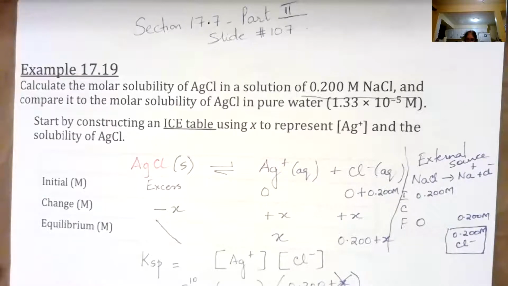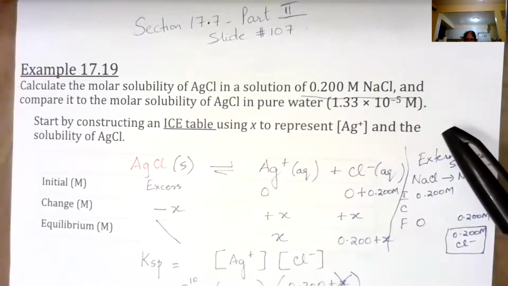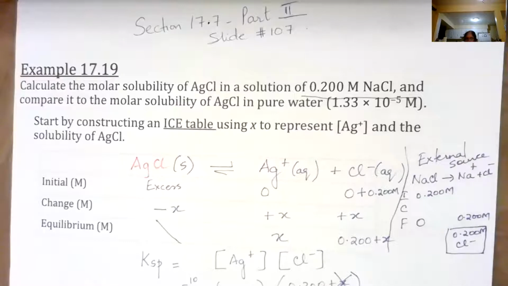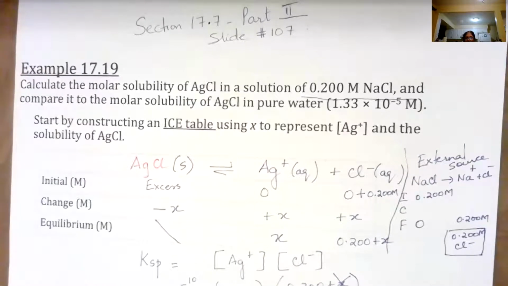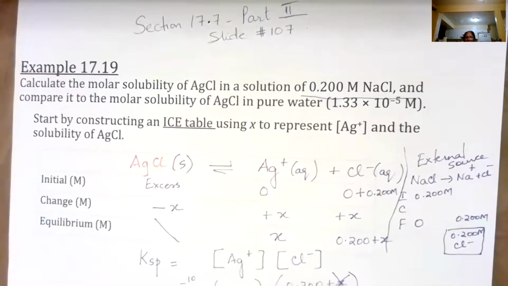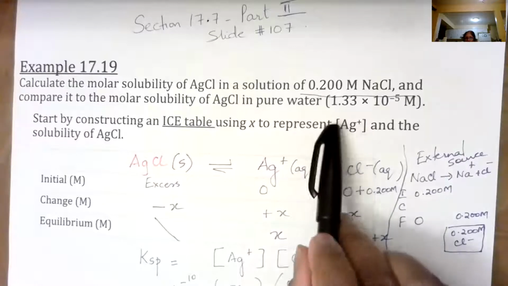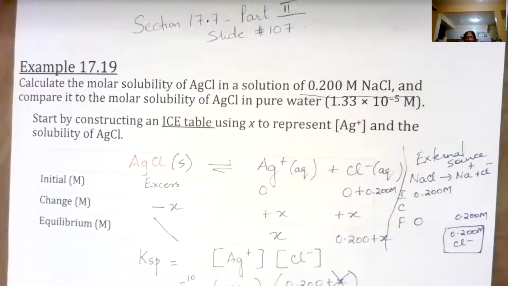So here we are. We finished off with this example, so I'm going to review this a little bit. We're calculating the molar solubility of AgCl in a solution which has a common ion. So that's 0.200 molar sodium chloride. And then we're going to compare it with the molar solubility that we get of AgCl in pure water. They already have the value for you, 1.33 times 10 to the negative 5.